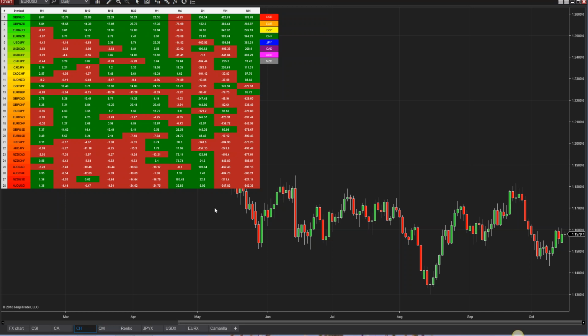So what we've done on the heat map is we've actually weighted this ranking of where we are at the moment on the 28 pairs.